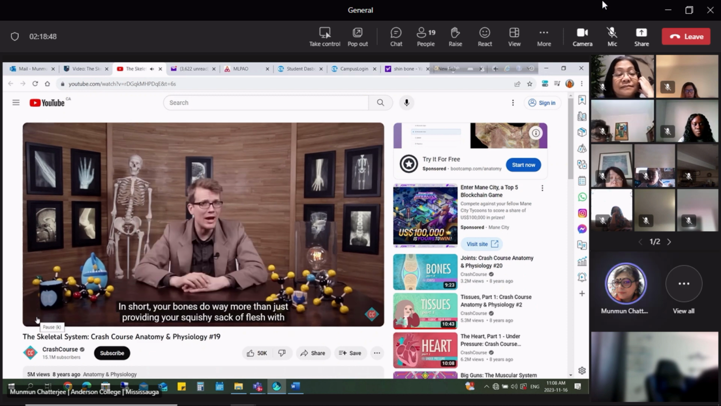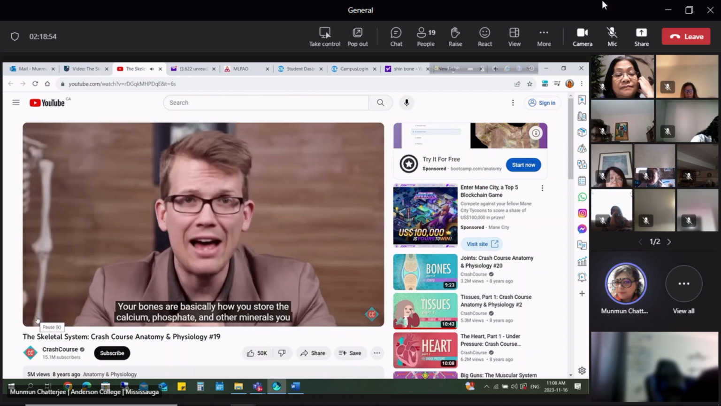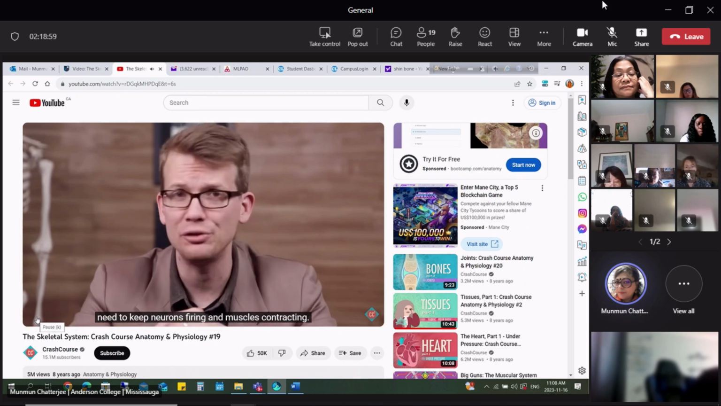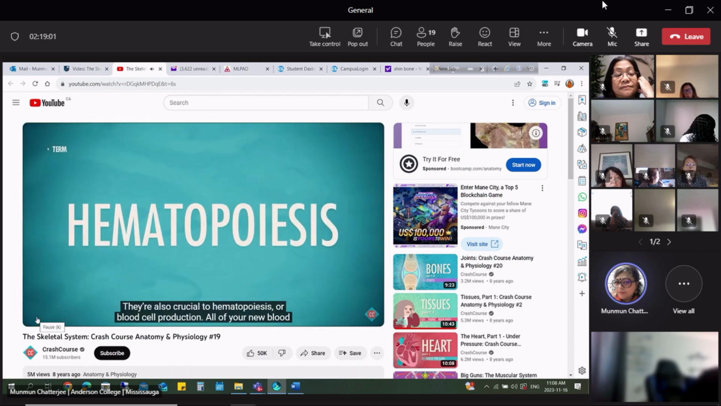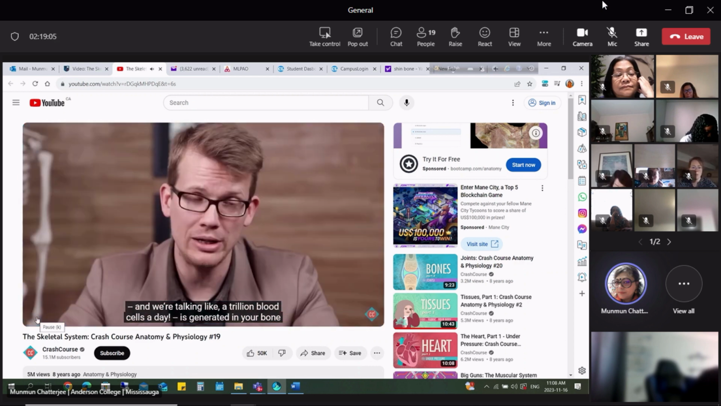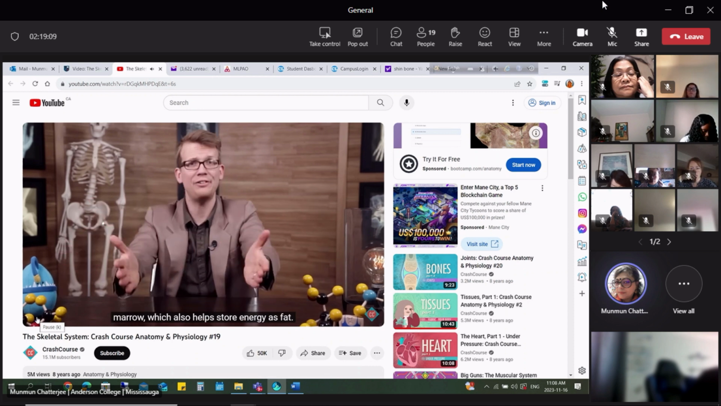Your bones do way more than just providing your squishy sack of flesh with support and scaffolding and the ability to move around. Your bones are basically how you store the calcium, phosphate, and other minerals you need to keep neurons firing and muscles contracting. They're also crucial to hematopoiesis, or blood cell production. All of your new blood, and we're talking like 1 trillion blood cells a day, is generated in your bone marrow, which also helps store energy as fat.